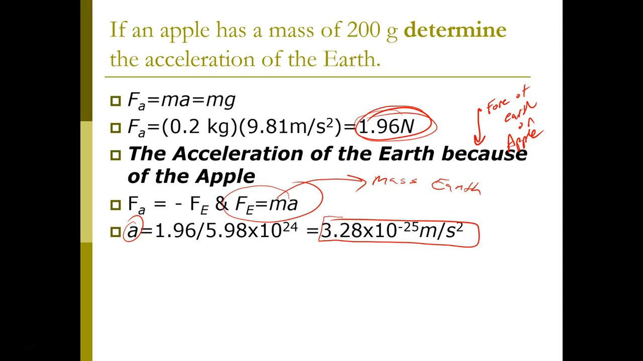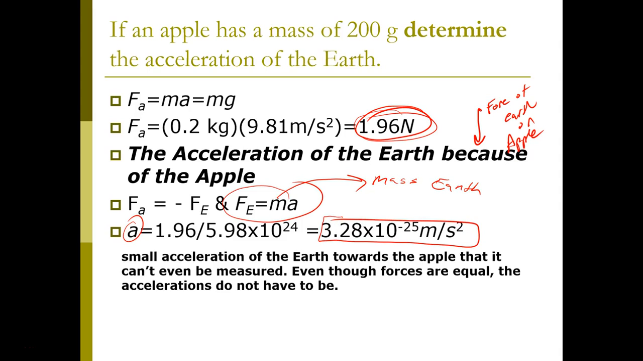That's a very, very tiny acceleration. We actually can't even measure that. And that's where this whole action-reaction pair gets tricky. Even though they have the same magnitude of force in an opposite direction, that doesn't mean that the motion has to be the same. The accelerations are often going to be different because our objects will have different masses. Like in this example, the force of the Earth on the apple is equal to the force of the apple on the Earth, but the accelerations caused by those forces are very different because the mass of an apple is so much smaller than the mass of the Earth.